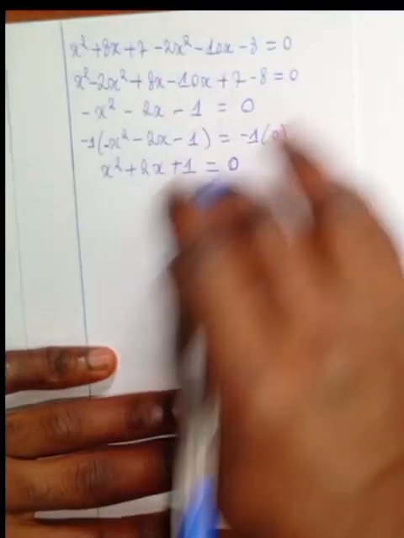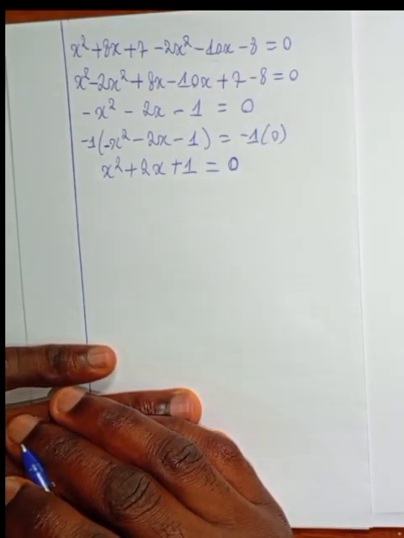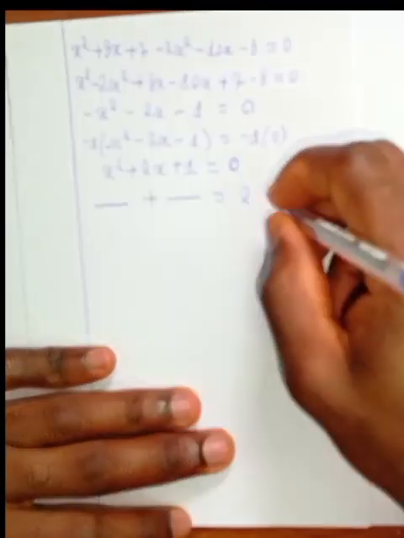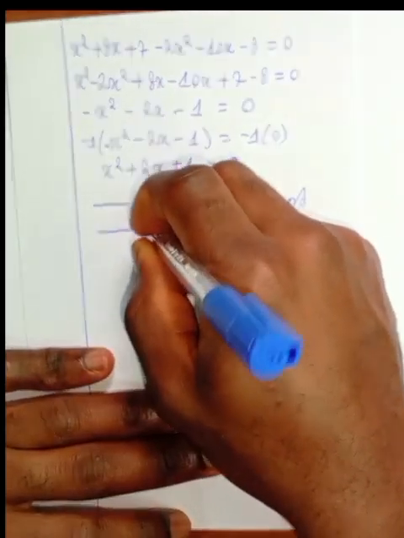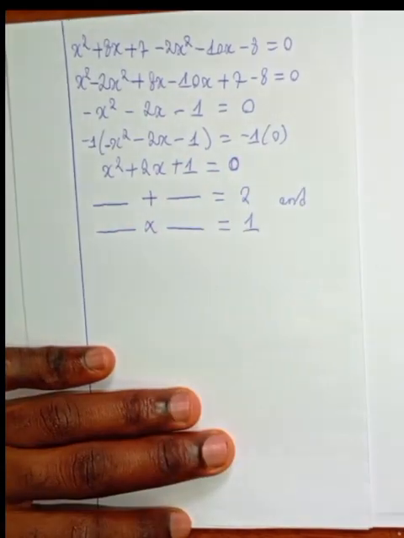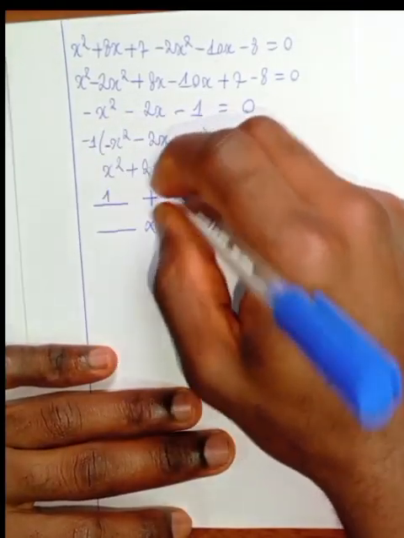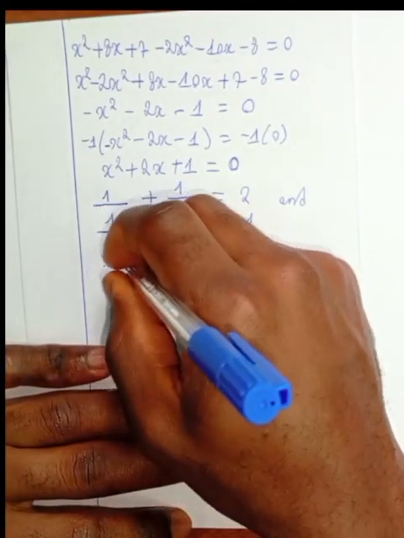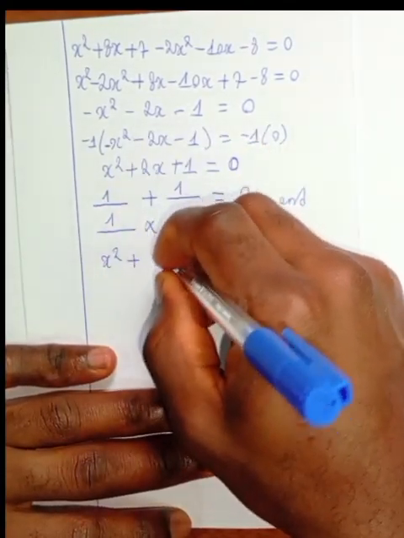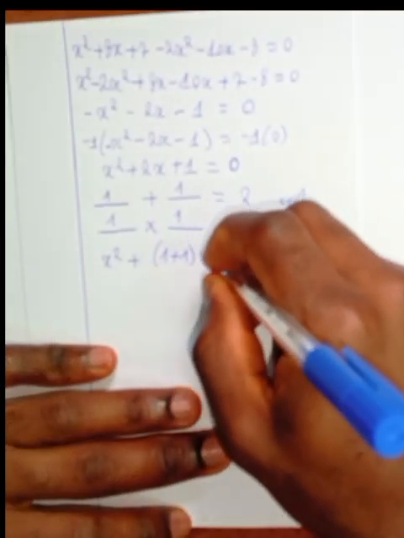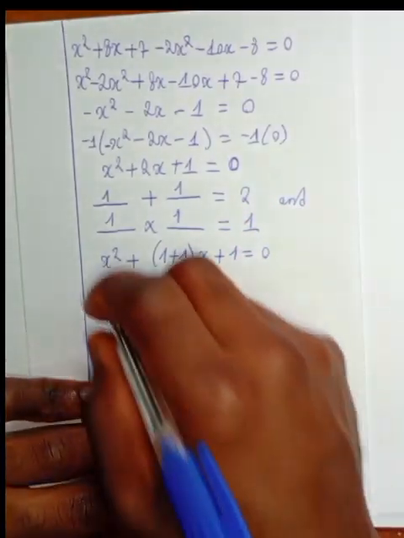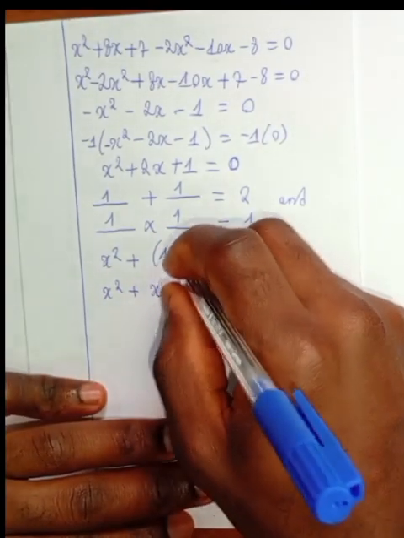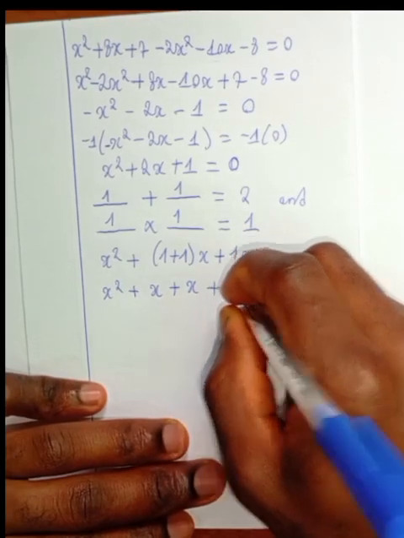Next step, we have to solve this quadratic equation. We are going to solve it by factorization method. We need two numbers such that their sum is equal to 2 and their product is equal to 1. You'll see that those two numbers will be 1 and 1. 1 plus 1 gives us 2. 1 times 1 gives us 1. This will give us x squared plus, I'll replace 2 here with 1 plus 1, times x plus 1 is equal to 0. This will give us x squared plus, I will expand this bracket, 1 times x gives us x, plus 1 times x gives us x, plus 1 is equal to 0.